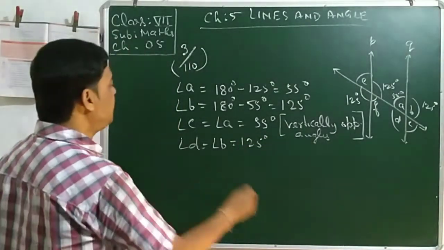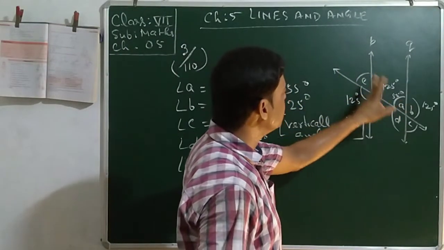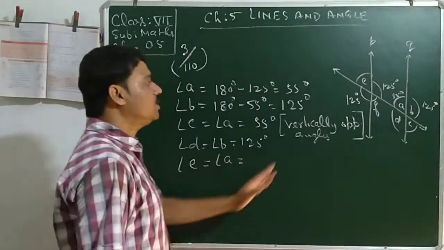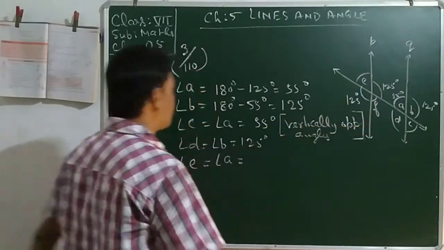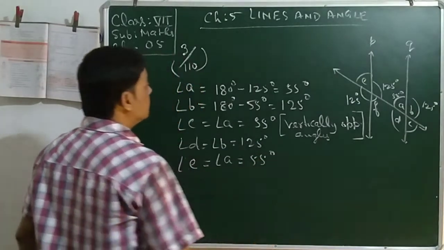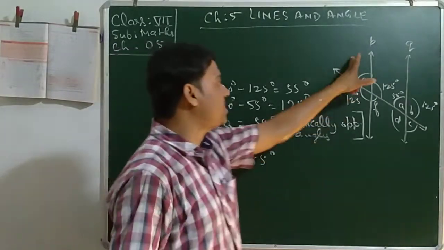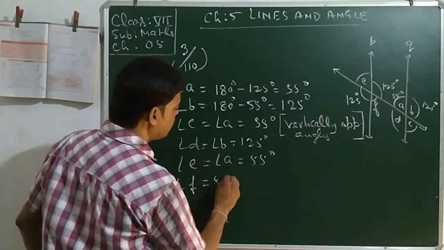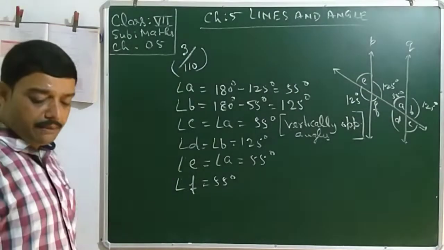Now come to the angle E. Angle E is corresponding to angle A, or you can write this is supplementary of 125 degree, so it will be 55 degree. And last one, that is angle F. Angle F is vertically opposite angle of angle E, so of course it will also be 55 degree. In this way you can find all the angles of the given figure.